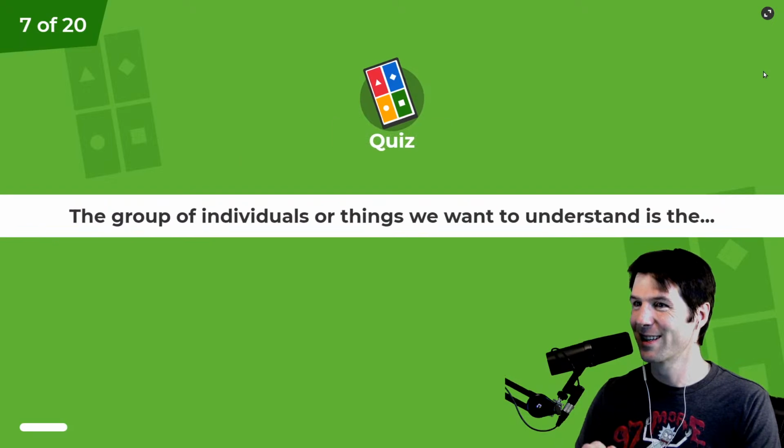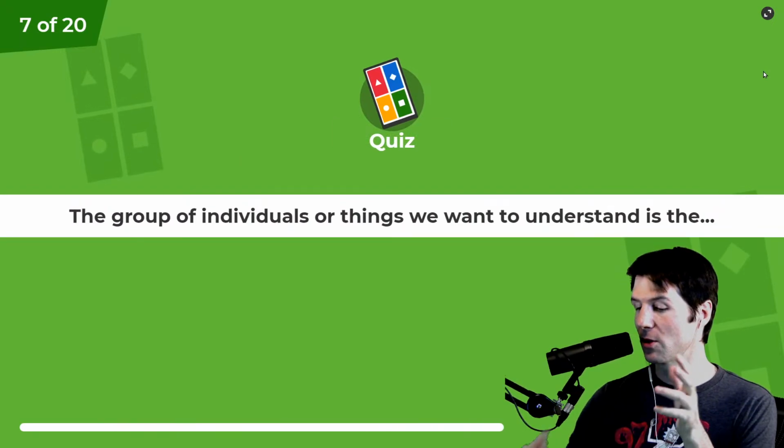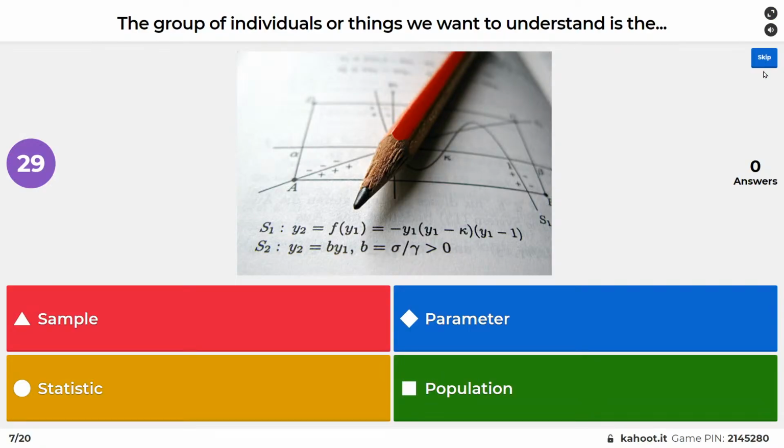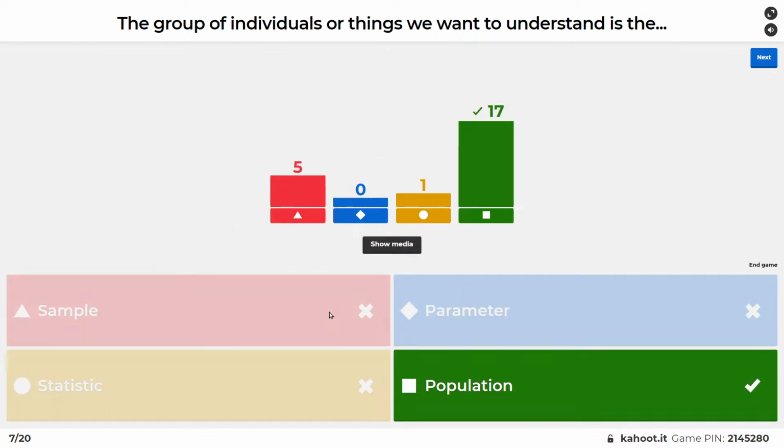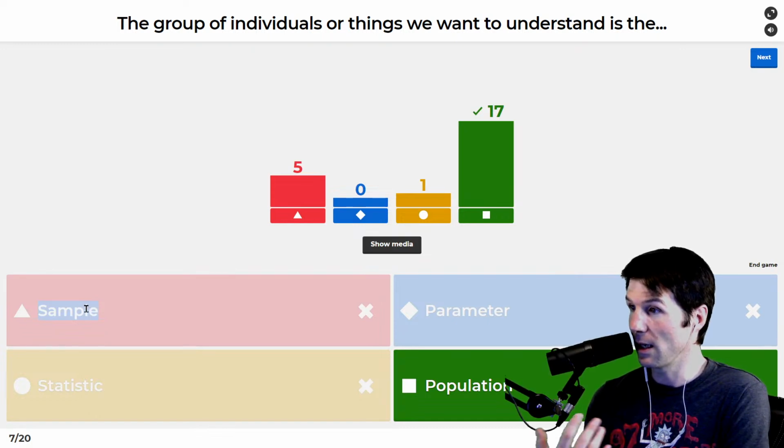Keep asking those questions. The group of individuals or things we want to understand is the what. Ooh, this will come up way important later on. What is the thing we want to understand? The group of individuals or things we want to understand is the what. Now we collect data on something else. We collect data on a sample, and samples give us statistics. The sample is what we collect data on to get insight.